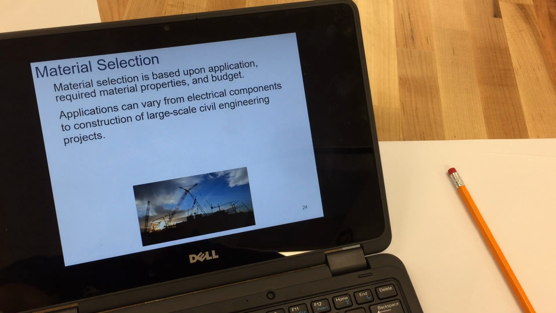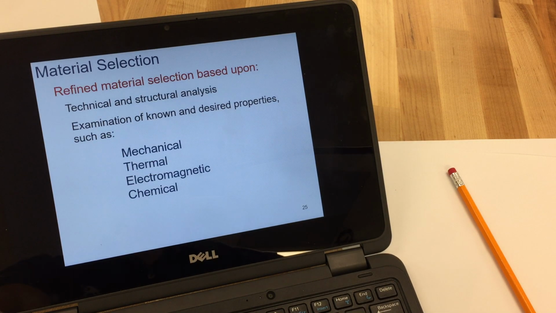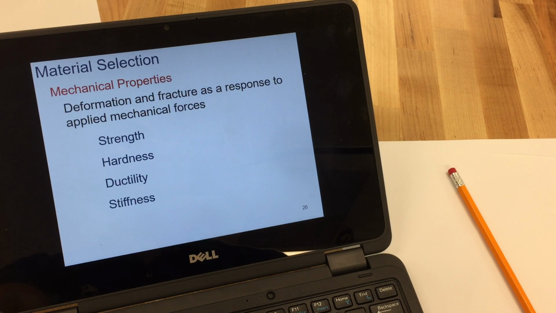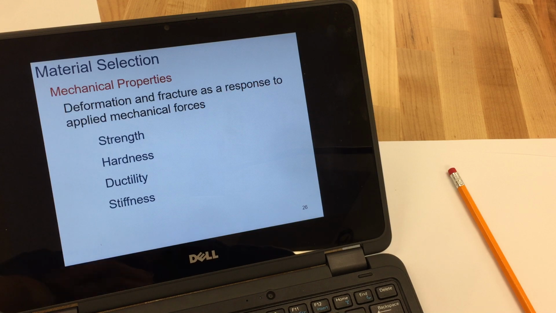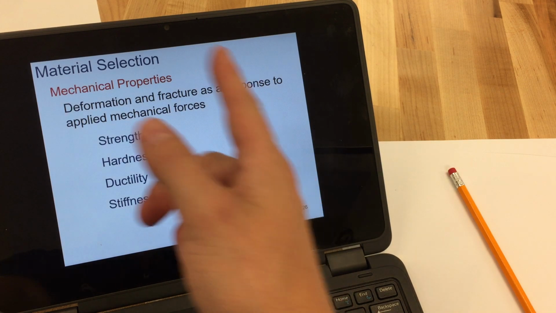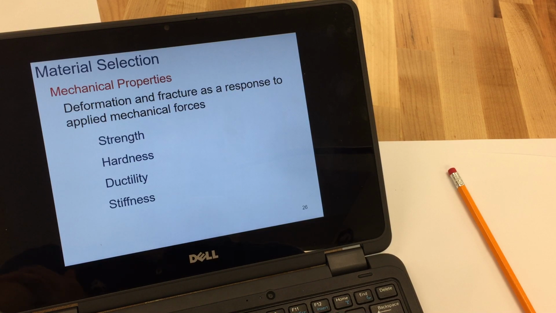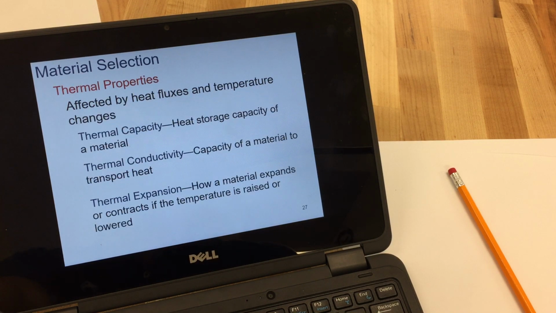Applications can vary from electrical components to construction at a large scale. So, how much material do you need is going to be an identifying factor. And then what do you need from the materials? Refined material selection is based upon what mechanical qualities do you need? Thermal, electromagnetic, chemical. And then this is some stuff that we can test for, or properties of different types of materials. So how much strength does it have? Hardness, ductility, stiffness.